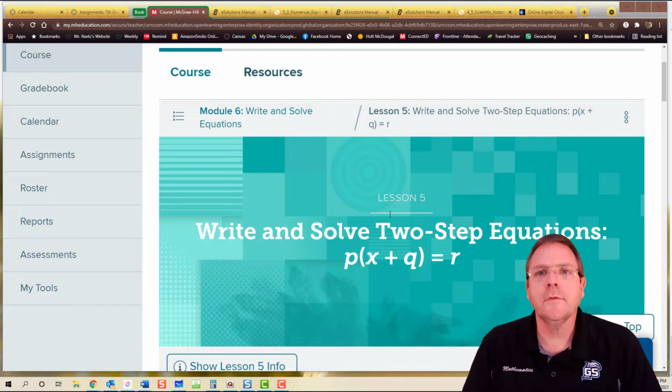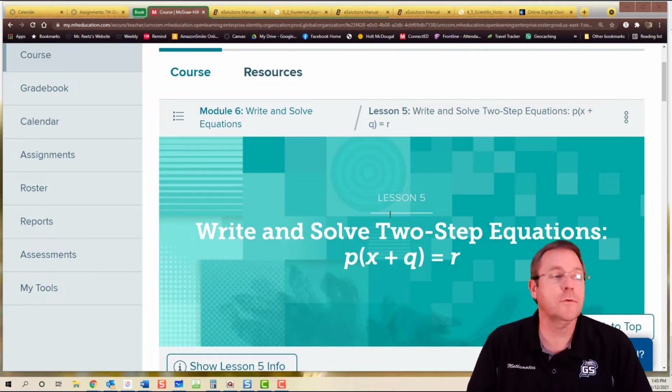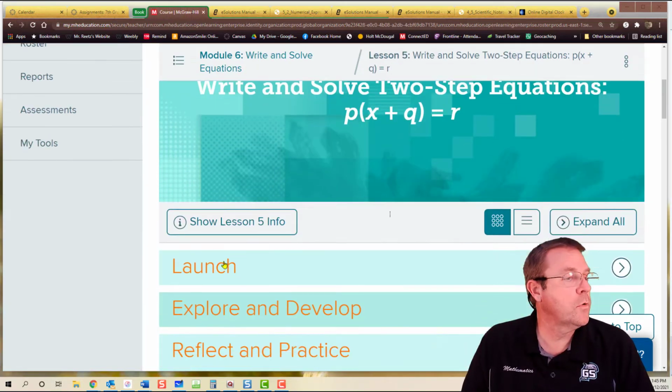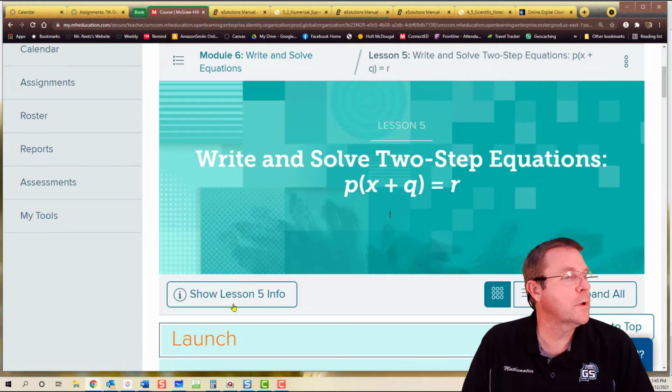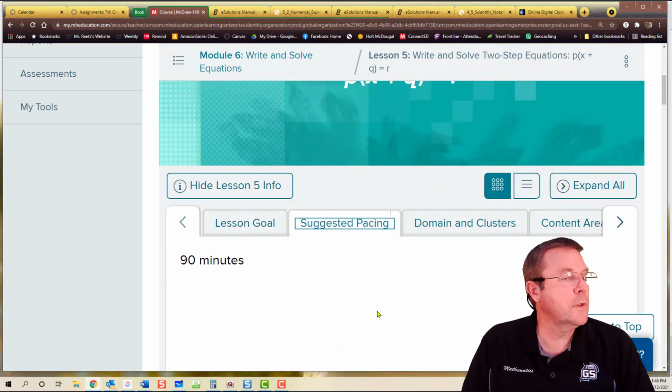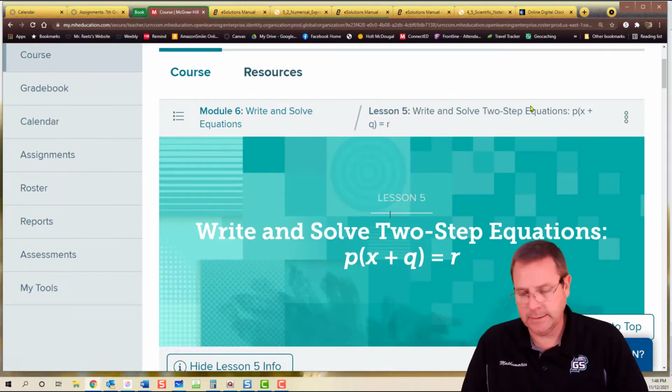We have arrived at the very last lesson of Module 6, which is to write and solve two-step equations in the form of p times the sum of x and q is equal to r. We've already learned to solve these. That was the lesson we did the last couple days, and now we're going to learn how to write them. According to the textbook, the student goal is to do exactly what it says, and they claim this is going to be a 2-day lesson, but we shall see. Let's get started.